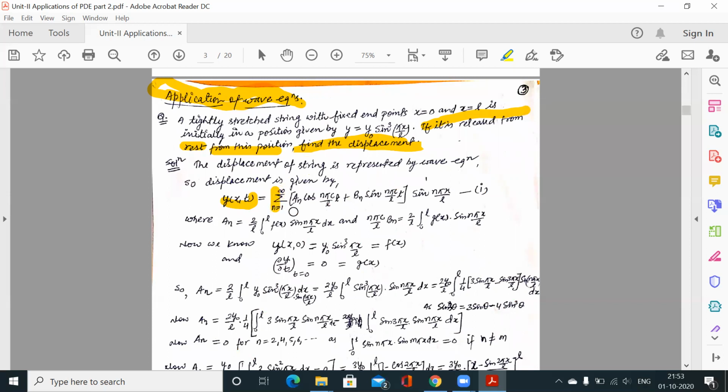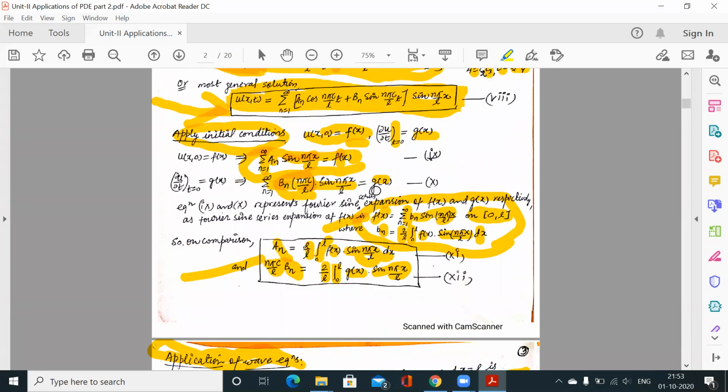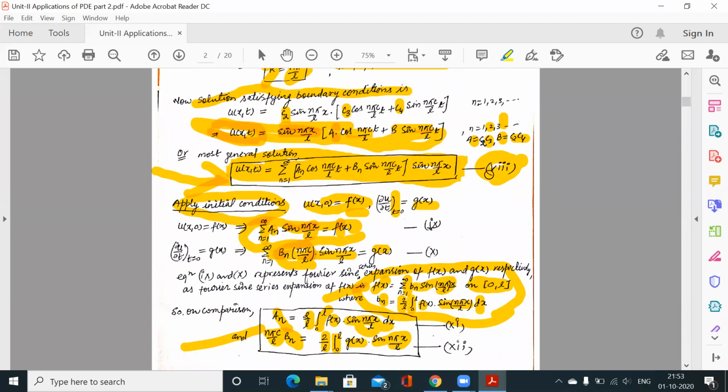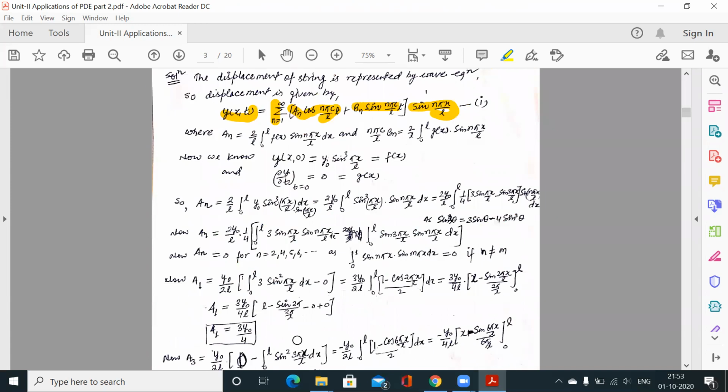is equal to 1 to infinity of [a_n cos(n pi ct/l) + b_n sin(n pi ct/l)] into sin(n pi x/l). So we have to write this equation, this equation 8. This is our solution of the one dimensional wave equation where a_n is something, b_n is something. So we have to write equation 8 with 9 and 10. So this is our solution of the wave equation.